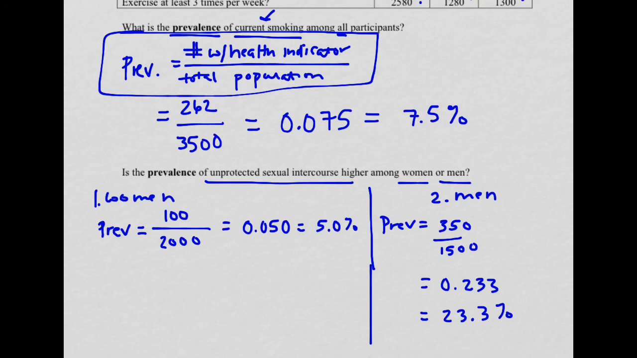So returning back to the question, it's asking about, is it higher among women or men? And the answer would be that the prevalence of unprotected sexual intercourse in this sample was higher among men at 23.3% versus 5% for women.